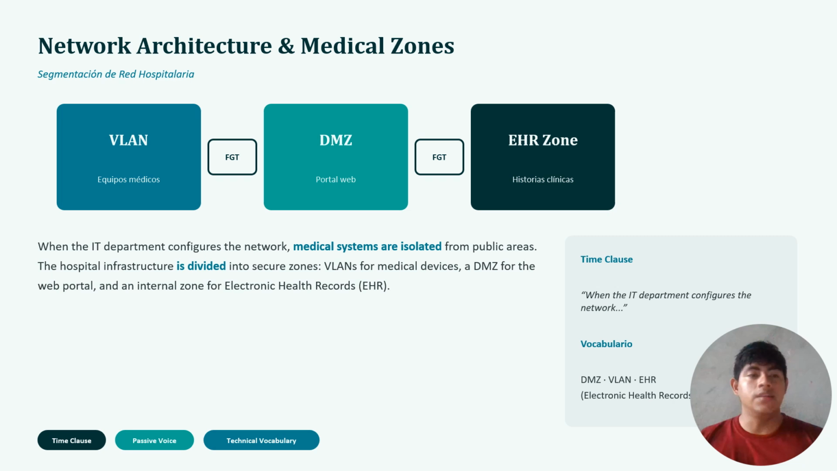Key point: as you can see, in each zone there is a FortiGate controlling the traffic that passes from one zone to another, so the network is maintained secure. How exactly is the data protected? Let's look at that next.